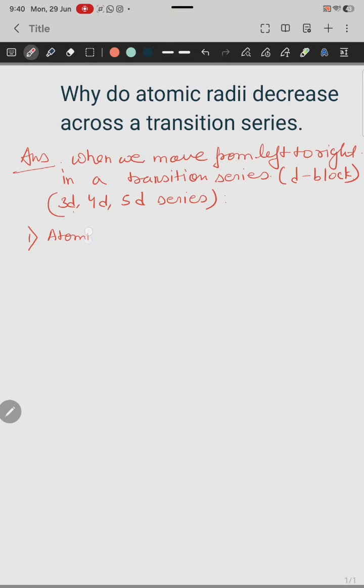Atomic number increases. That means more protons are added, because the number of protons is equal to the atomic number, we know that. Okay, now the second thing that comes into our mind: electrons are added.